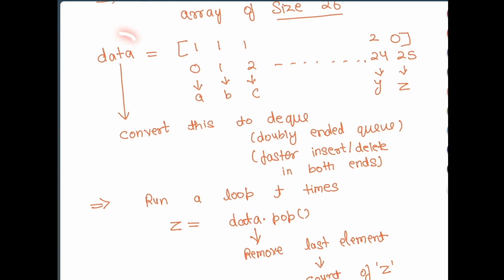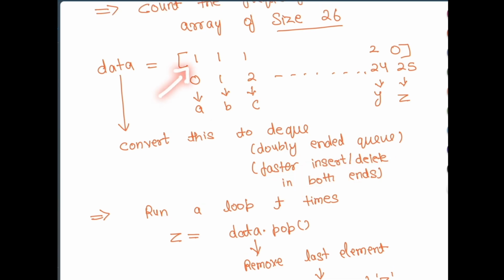Now you will just convert this data into a DQ. DQ means a doubly ended queue. And why are we doing this? Because in a doubly ended queue, the insertion and deletion at both ends are fast. That is, inserting at the start or deleting from the start, and inserting at the last and deleting from the last is easy. It can be done in O(1) time complexity.